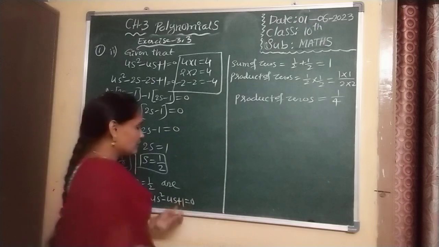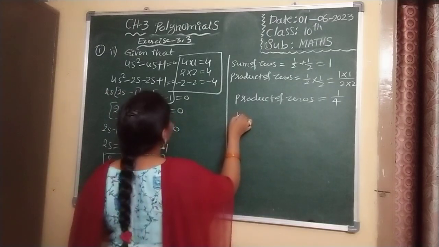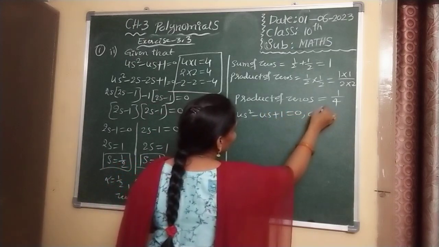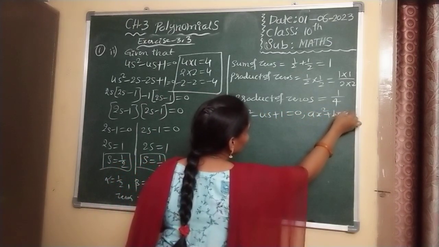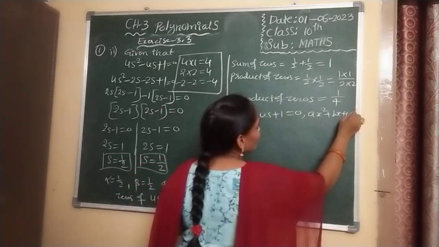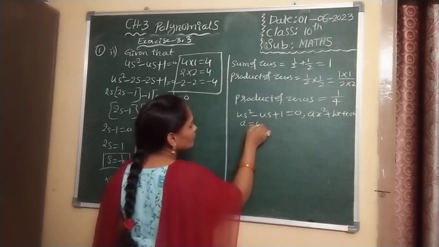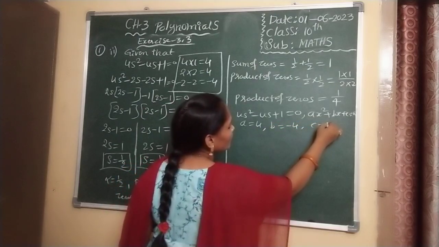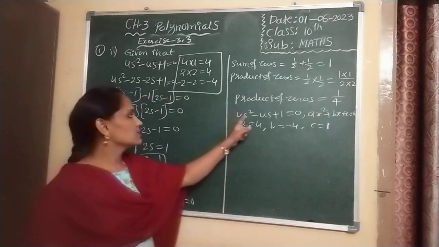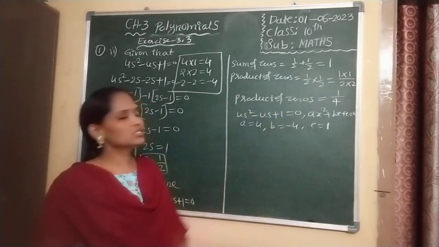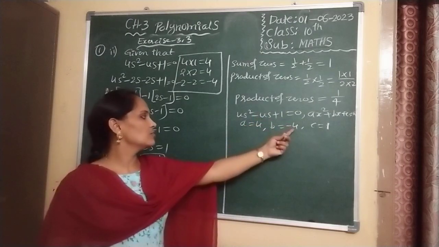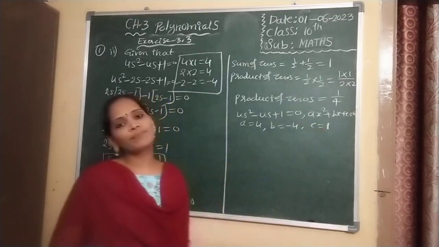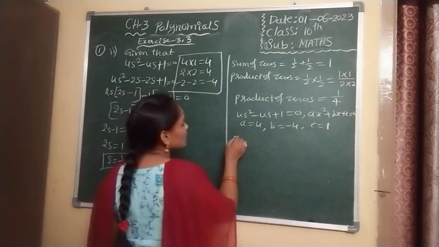Now take the general quadratic polynomial. 4s square minus 4s plus 1 is equal to 0. You can compare with the general quadratic polynomial ax square plus bx plus c is equal to 0. If you compare, you will get a is equal to 4, b is equal to minus 4, c is equal to plus 1. Right. Now sum of zeros.